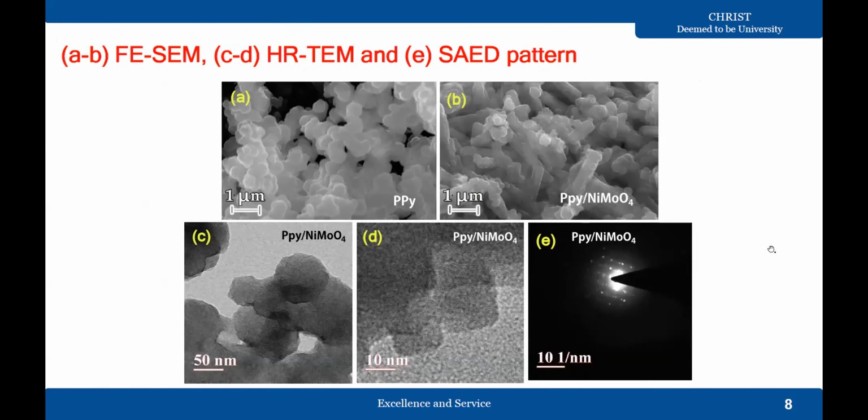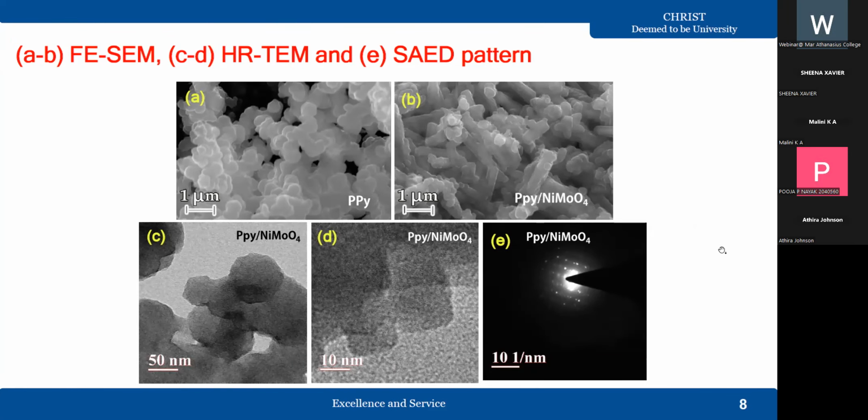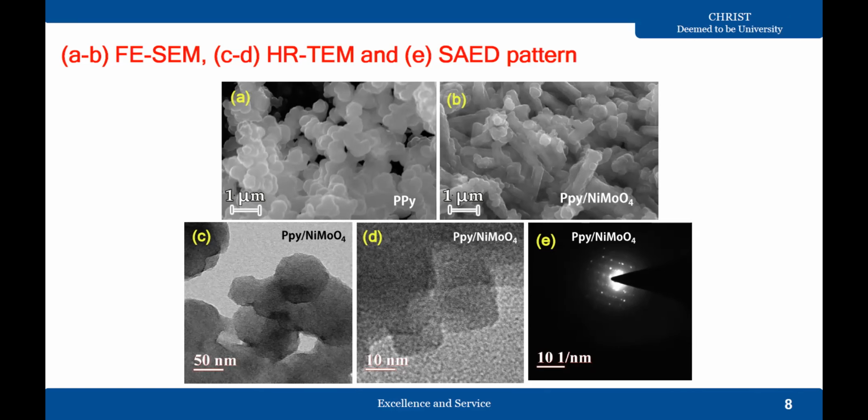The SEM and TEM images were analyzed. So the first image gives the SEM image of the polypyrrole, which shows spherical polypyrrole molecules. And the second image shows both spherical polypyrrole nickel molybdate, polypyrrole molecules along with rod-shaped nickel molybdate molecules. And image C and D give a better view of the internal structure. Image E indicates the SAED pattern, which indicates that the material is polycrystalline.